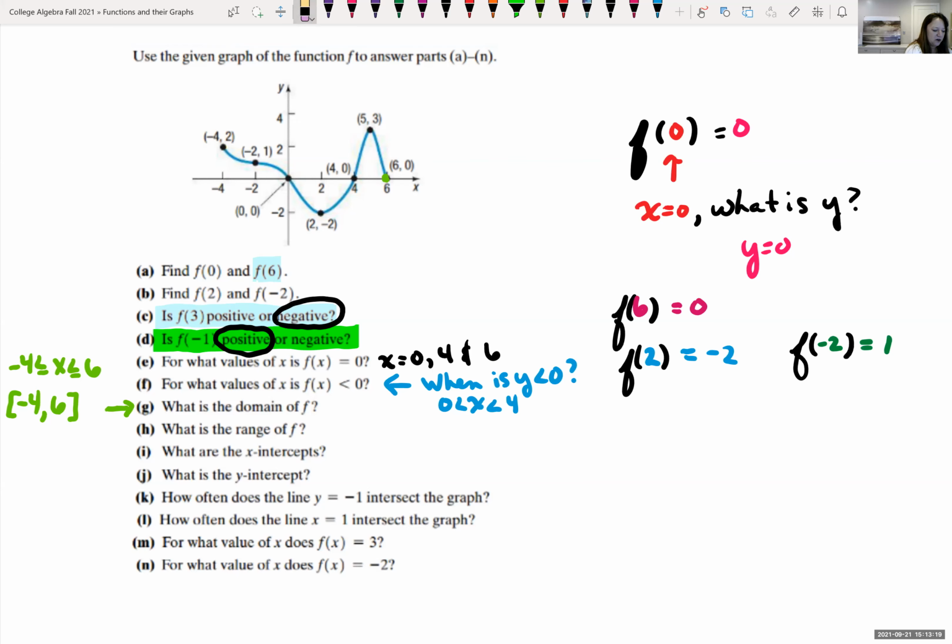For our range, those are all the y values that the graph is hitting. If you look at all the y values the graph is hitting, I always go from smallest to largest. The smallest point the graph is hitting is when y is -2. And the highest y value that we're hitting is when y is 3. For our range, this is the only time we use y values when we're looking at interval notation. So we're going from -2 to 3, including both. Another way to write that was -2 is less than or equal to y is less than or equal to 3.